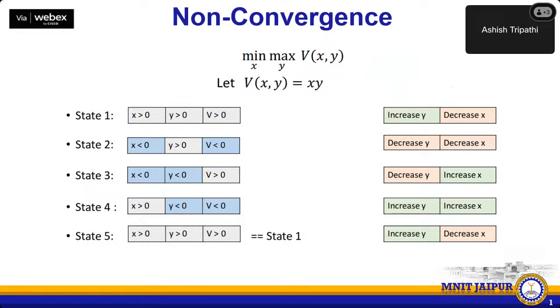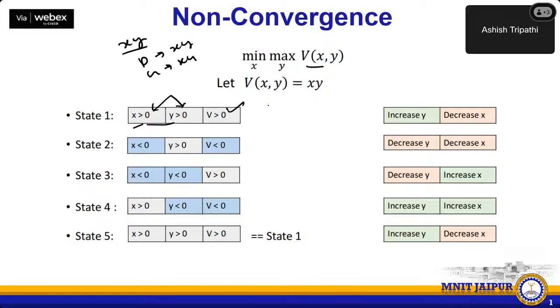If you try to understand this with an example, we can see that this is a min-max function. Some function is like x times y, which is dependent on the x and y variables. D wants to maximize xy, whereas G wants to minimize it. For example, if the values of x and y are both greater than 0, in that case this function V will be greater than 0.